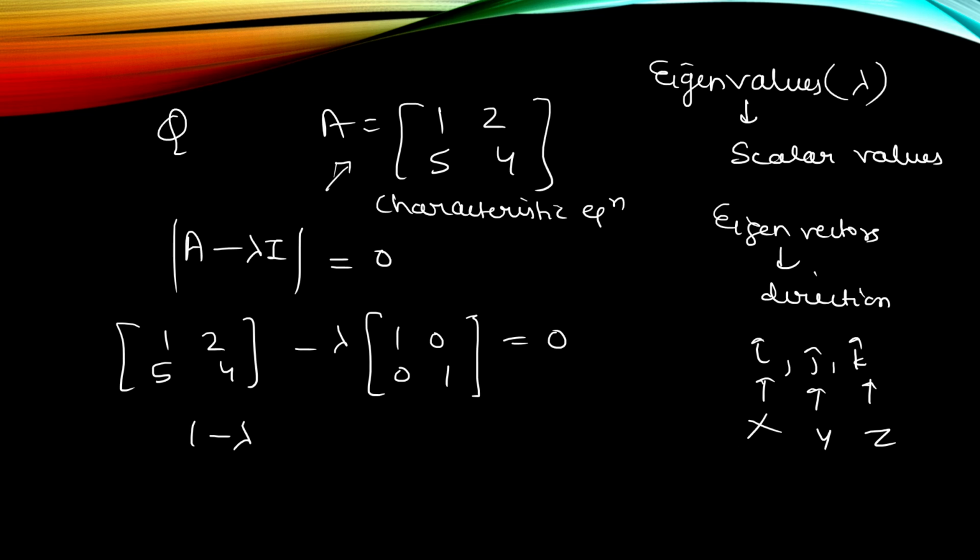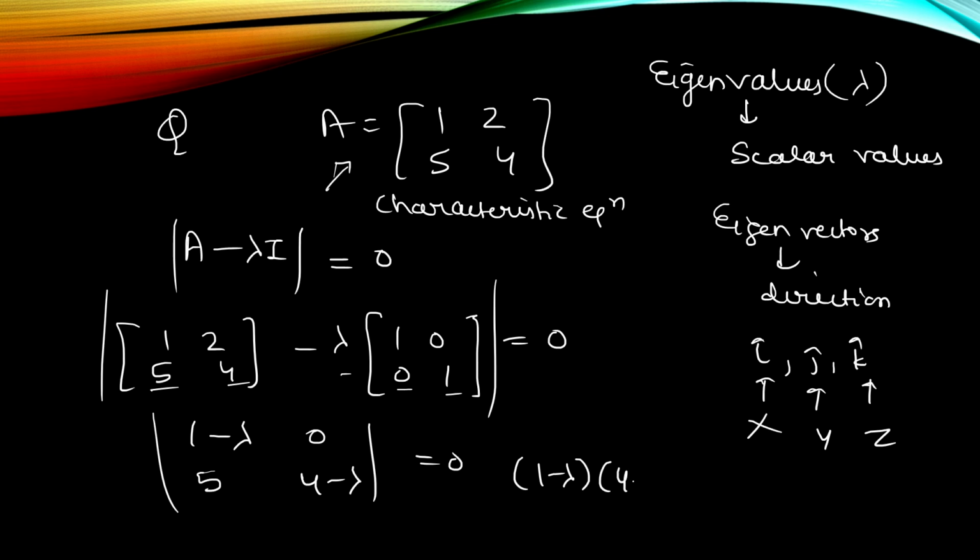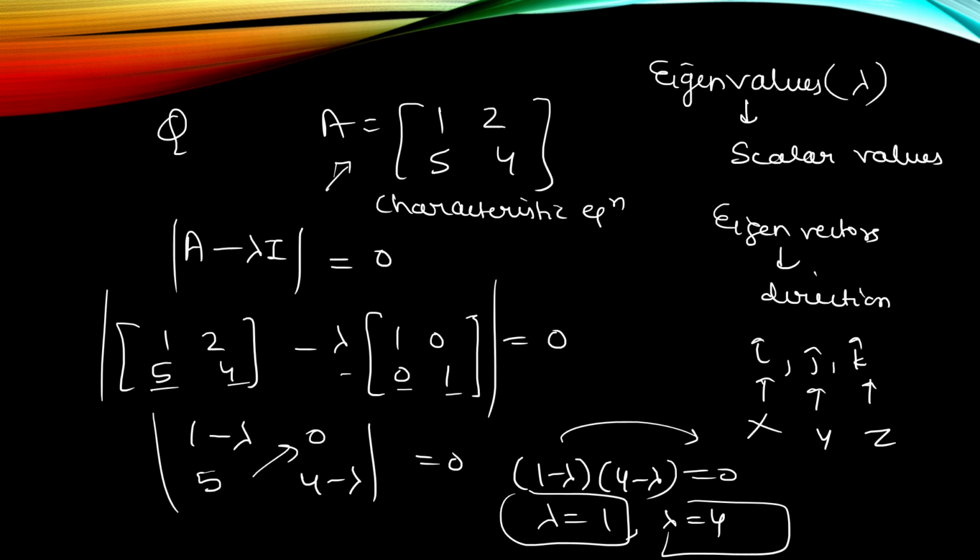Then you get 1 minus lambda, 2 minus lambda, 0, 5 minus lambda times 0 is 5, and 4 minus lambda. And if you take the determinant, that is 1 minus lambda into 4 minus lambda times 0. So you see you get lambda by putting it as 0: 1 and 4. So these are your two eigenvalues, right? Is this correct or not? This is 2, right? Oops, my bad.